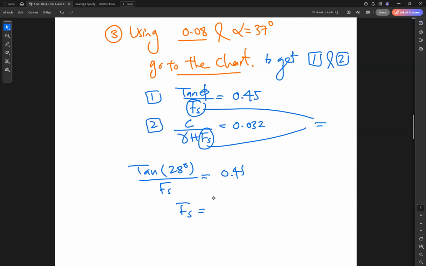Can you get the factor of safety from here? It will be 0.45 divided by tan 28. So 0.45 divided by tan 28. This gives us a value of 0.846.